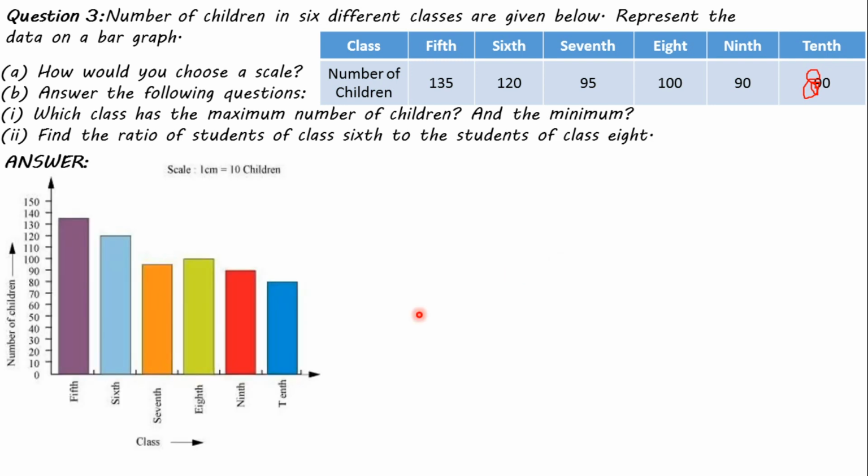First you have to represent your information like this. Here what I have done, I have taken class on the x-axis and number of children on the y-axis. The first bar represents the 5th class, the second the 6th, the third the 7th, the fourth the 8th, the fifth the 9th, and the last the 10th.